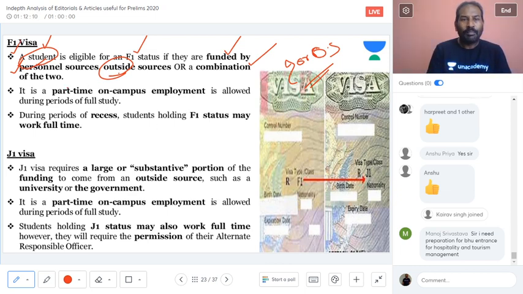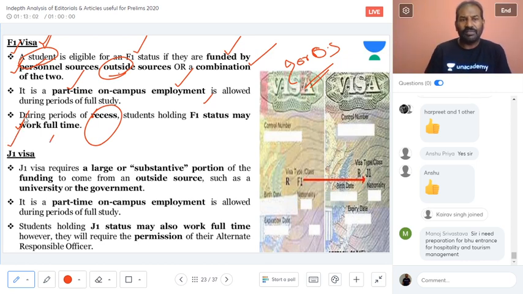And this F1 visa allows part-time on-campus employment. Whenever you have a break in your course, that means a recess or vacation for the university, then F1 status may work full time. This is again beneficial. We know all this, but under which visa holder it all happens, we need to know. As a civil servant aspirant, we need to know that information thoroughly: F1 status can work full time whenever there is a recess or a break in the course.